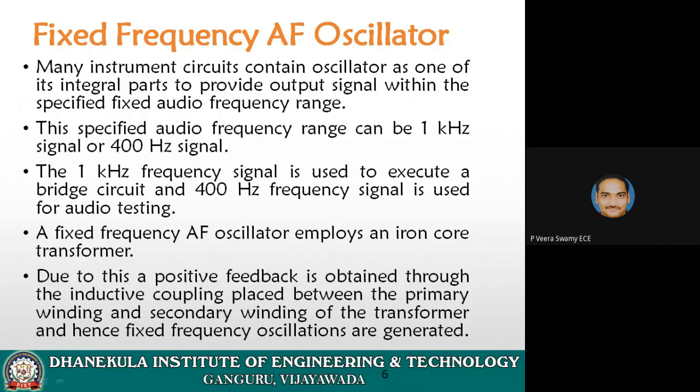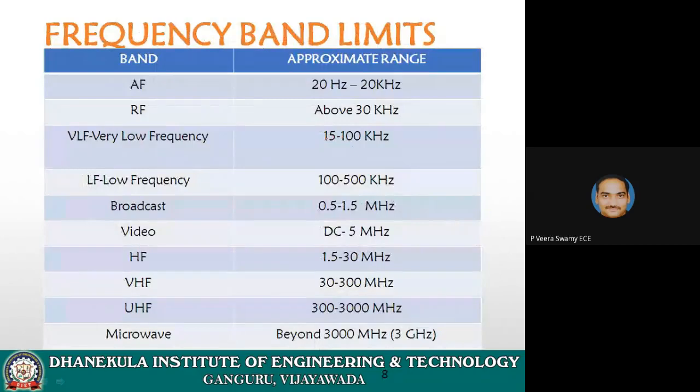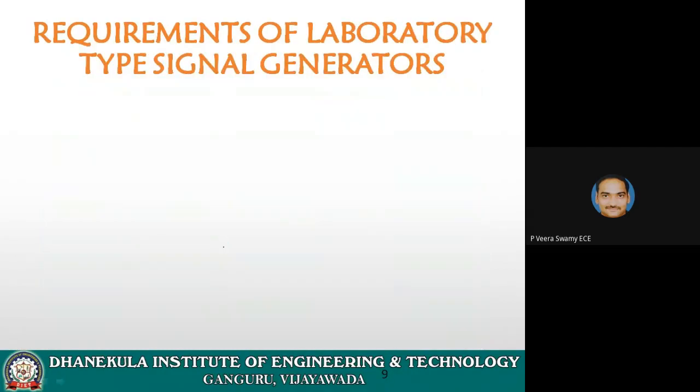This is the fixed frequency AF oscillator. Fixed frequency means two frequencies, 1 kHz and 400 Hz. Variable frequency is 20 Hz to 20 kHz, which is the range of audio frequency. Of course, these are the frequency band limits. Here we have 10 band limits in total.